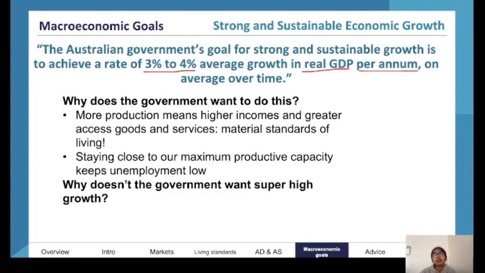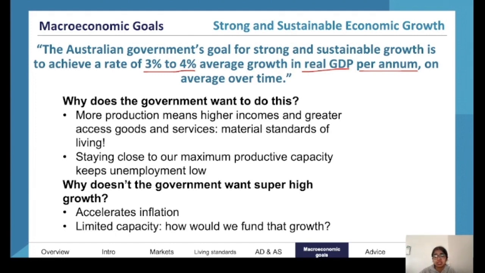Why do we not want, let's say, 10% growth in real GDP? That usually results in very, very high inflation, so it accelerates inflation. It's not sustainable, and we have limited capacity as well. So remember our productive capacity. We can't really achieve that growth with our limited productive capacity. So we want to make sure that the growth is strong, but we also want to make sure it's sustainable so that we can actually sustain that growth for a long period of time.